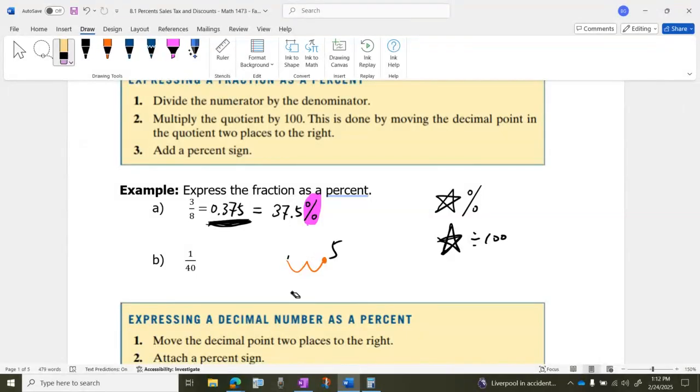All right. So that's the explanation why we have this process to convert a fraction to a decimal and then to a percent. And actually, when you do it, base it on the understanding, and also memorize the process.